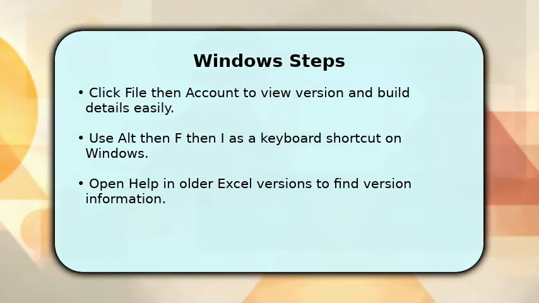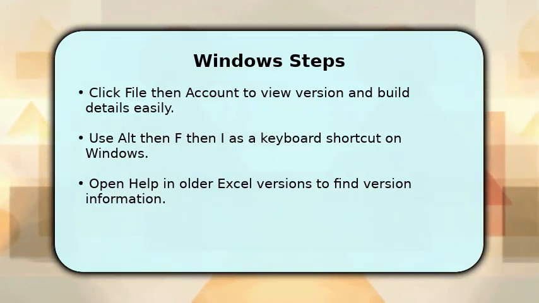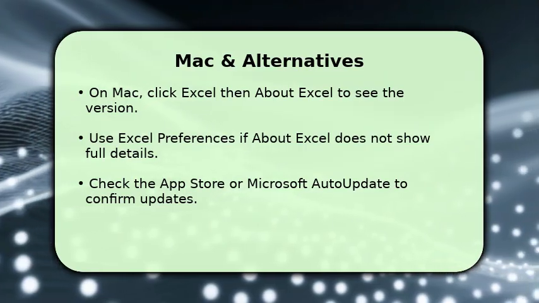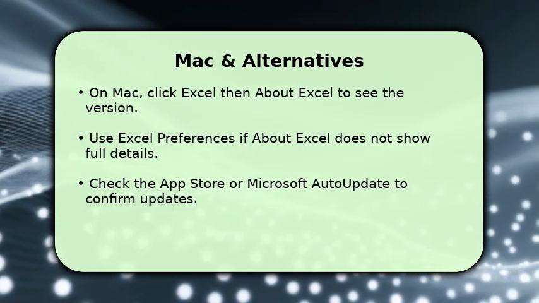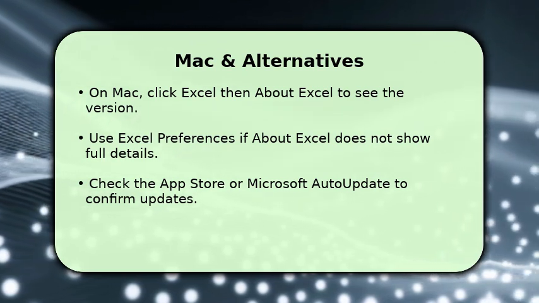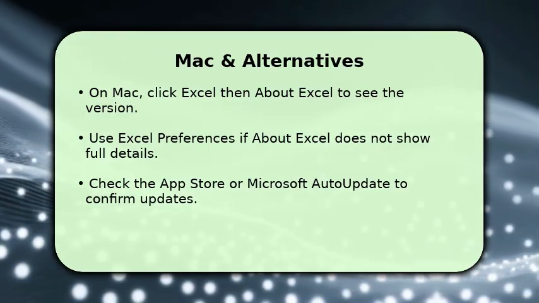I'll guide you through reading build numbers and where updates appear so you can tell if your Excel is up to date. On a Mac, click the Excel menu and choose About Excel to read the version and build information quickly. If About Excel feels brief, open Microsoft Auto Update to view detailed update history and version status.